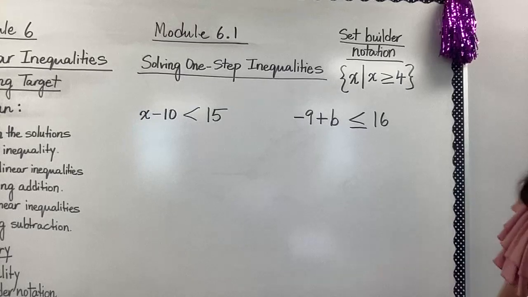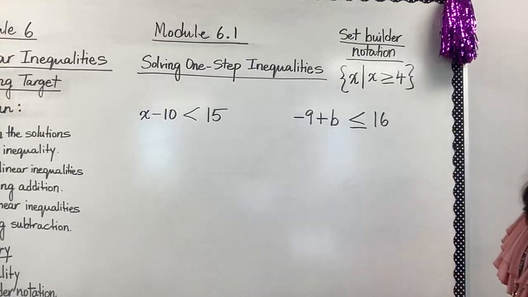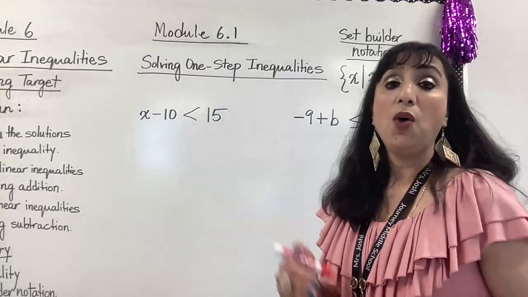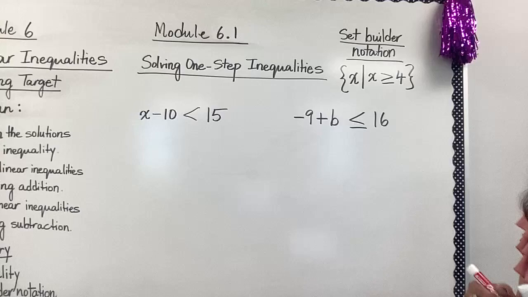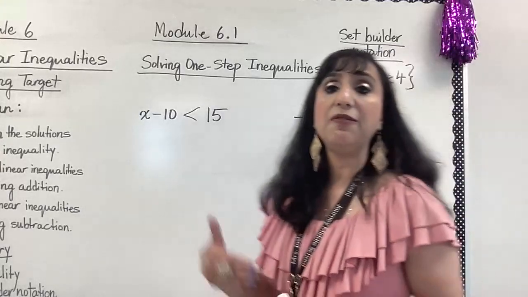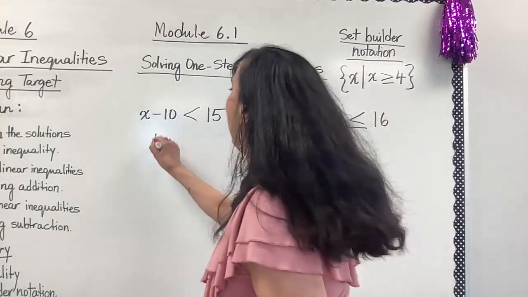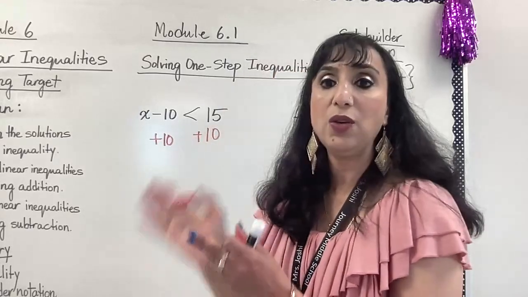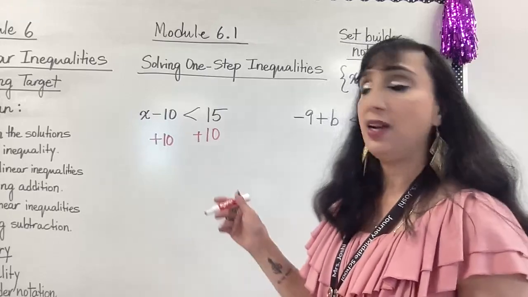So if I look at x minus 10 is less than 15, and that is my original inequality. So what is the opposite of subtraction? I am going to use the addition property of inequality, because the opposite of minus is plus, and I am going to add 10 to both sides of the inequality. Whatever I do on one side of the inequality, I do exactly the same thing to the other side.